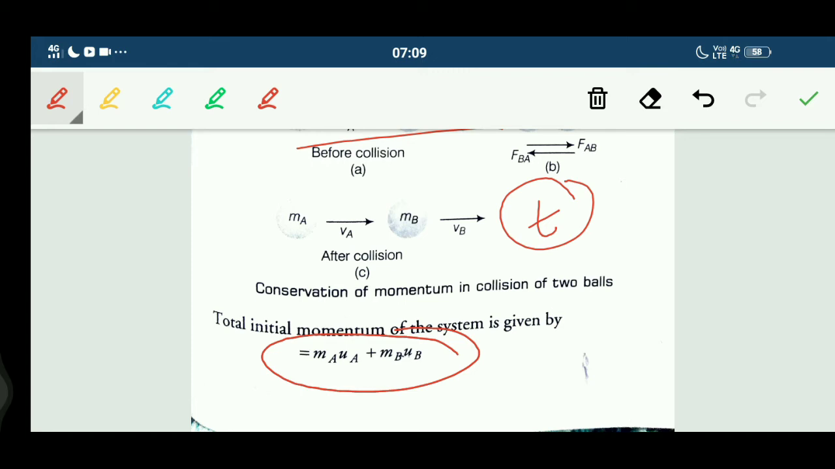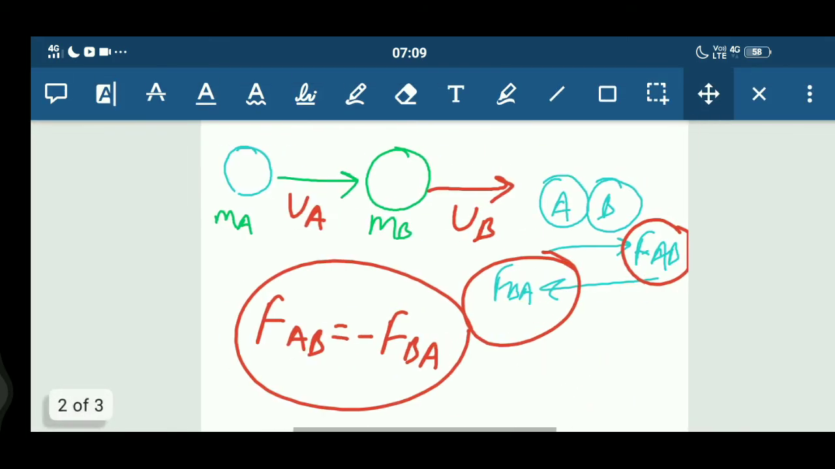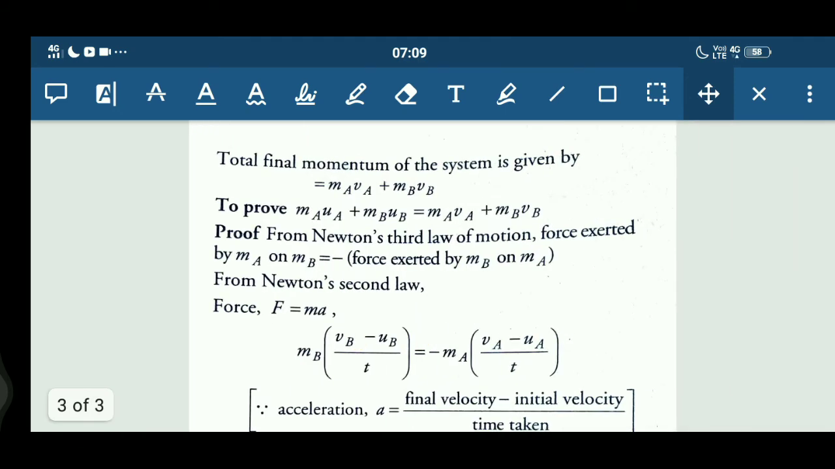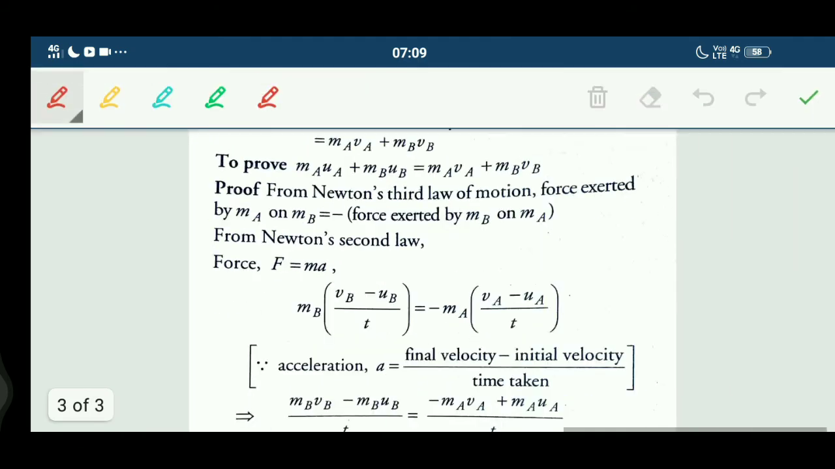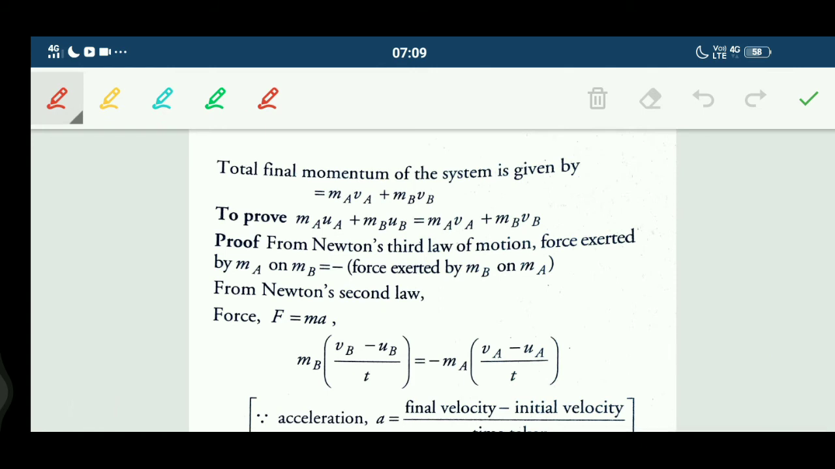That is why we are writing here UA and UB. Fine. So this is the initial momentum because we want to know the change in momentum. Now let's discuss the final momentum, that is the total final momentum. So this will become MA VA plus MB VB, because V here is the final velocity. Fine children. So we need to prove now that the initial momentum and the final momentum remain conserved.